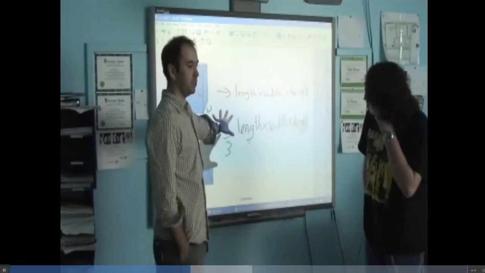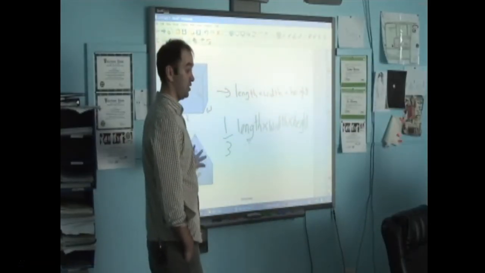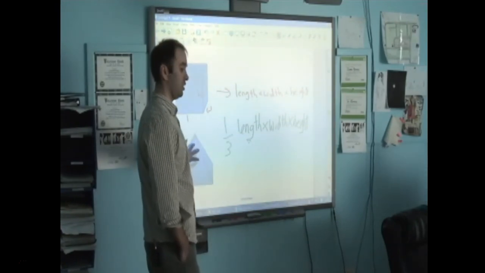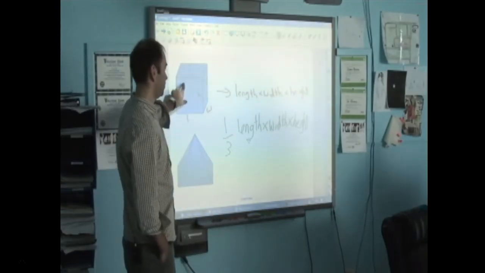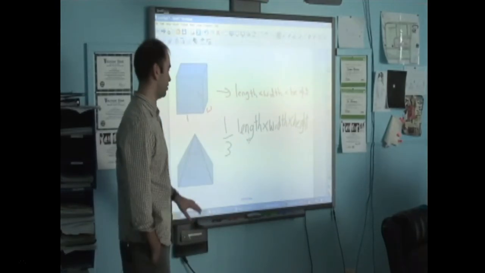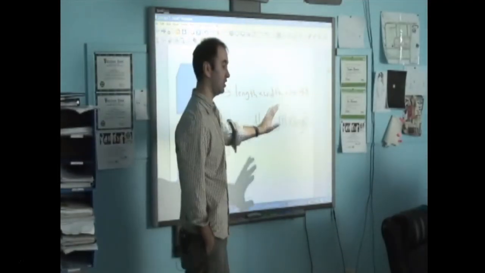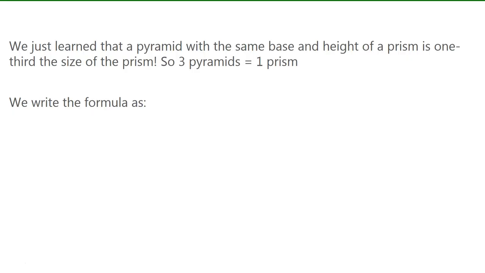You just noticed that it takes 3 pyramids to fit in a cube as long as they have the same base, so the same area of the square on the bottom, and the same height. So as long as they have the same base and the same height, it takes 3 of these pyramids to fit into one cube, right? So if the volume of a cube is just a simple length times width times height, it's pretty easy to see that we do something similar with a pyramid, except it's one third.